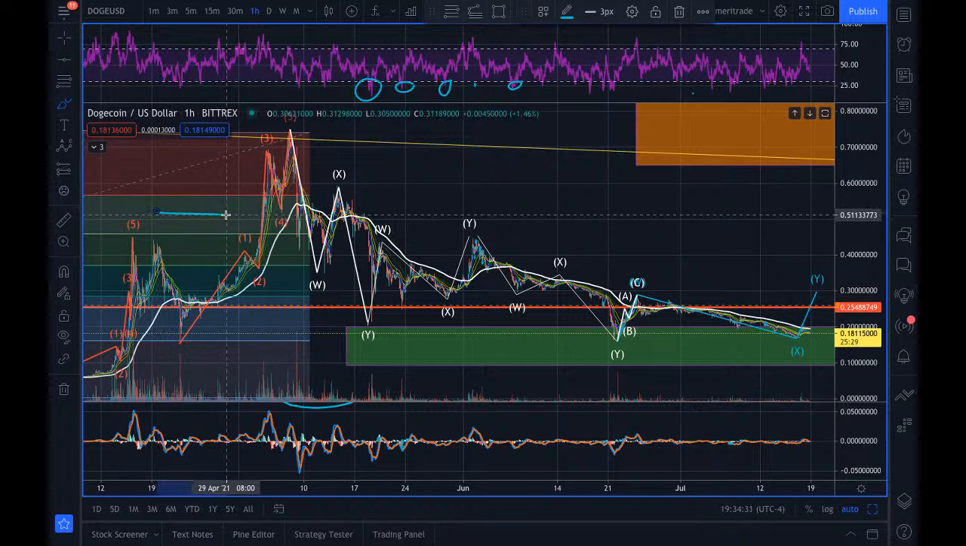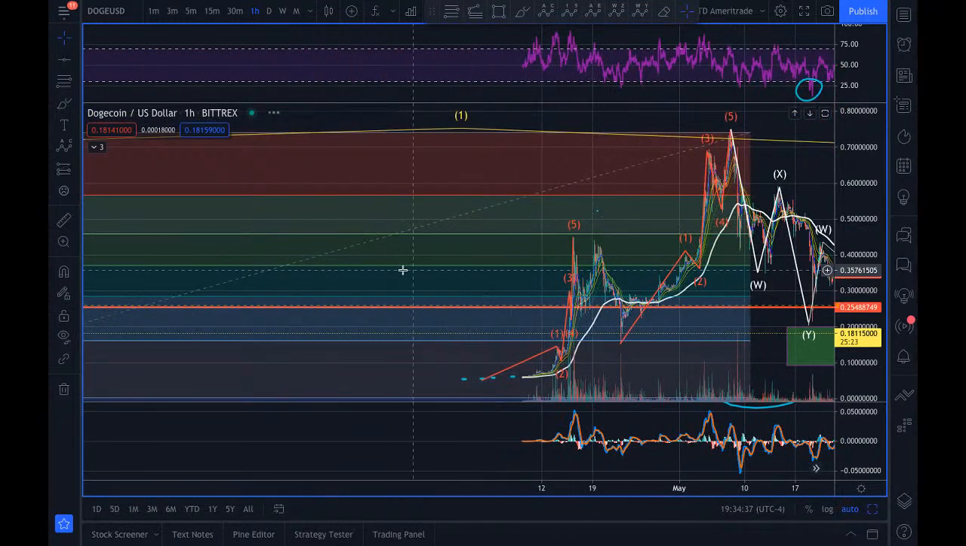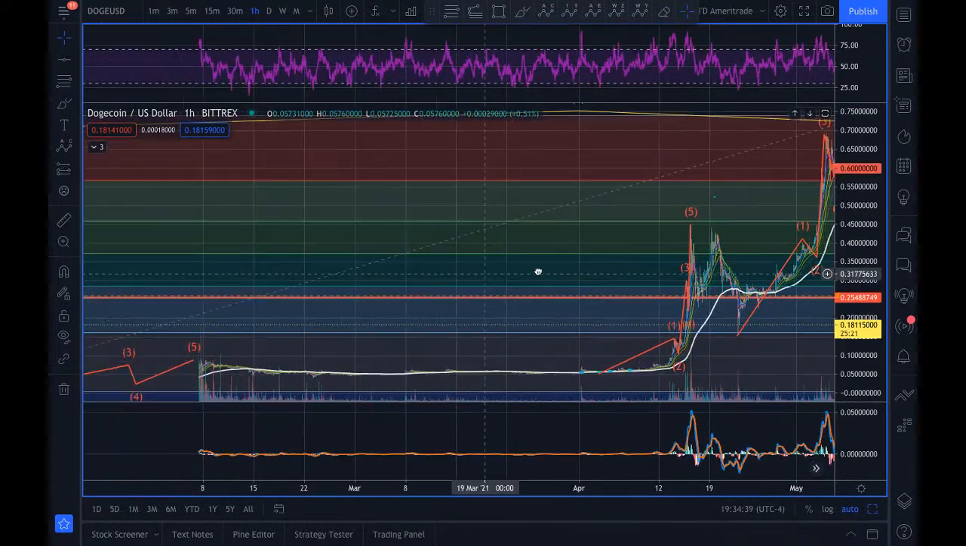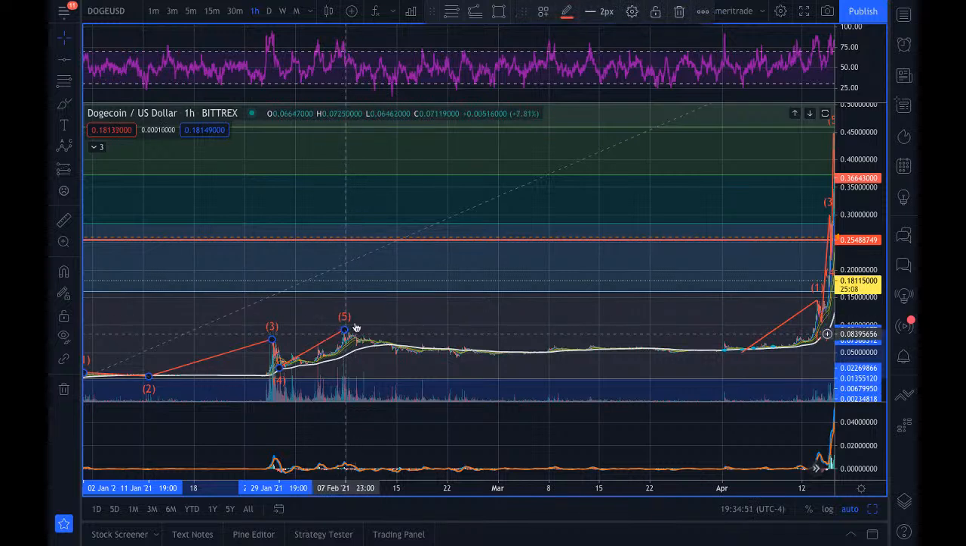And the reason I thought that is because all the way back here, this previous high was around 8.8 cents or 9 cents. So I think this would be resistance.